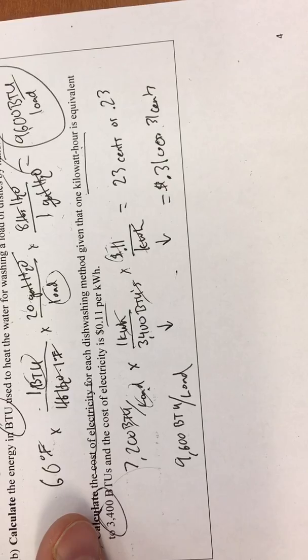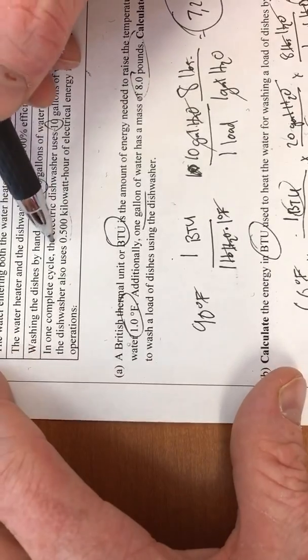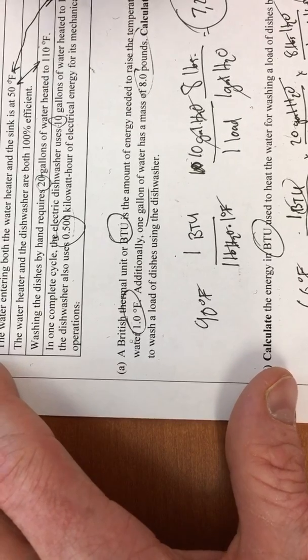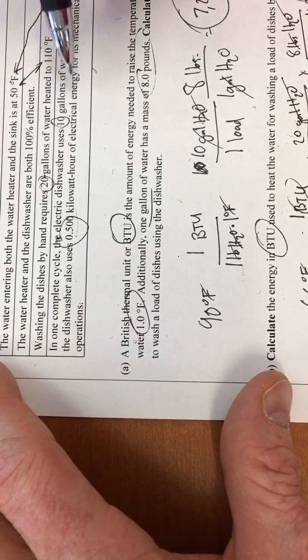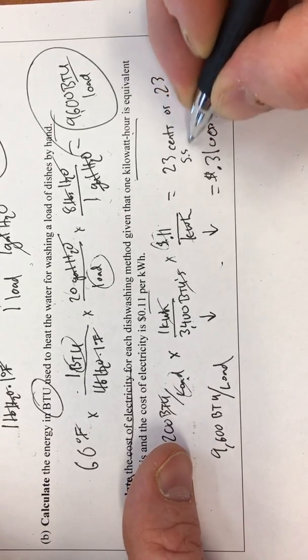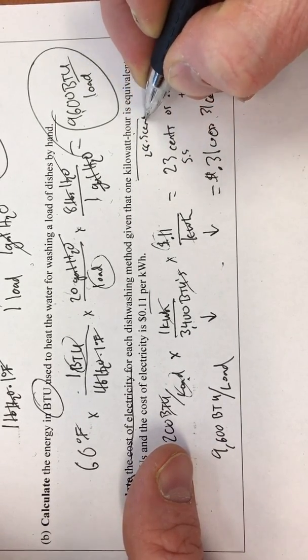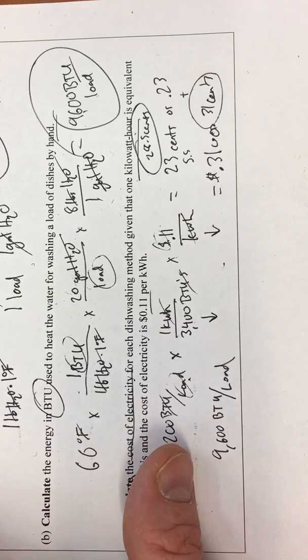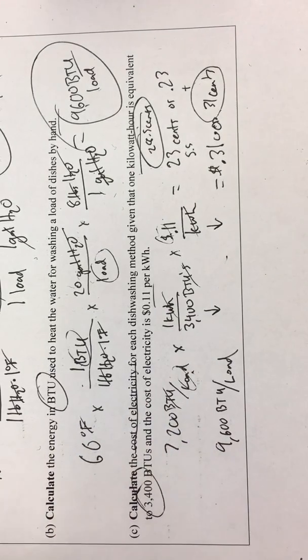Now, what we didn't account for down here was the actual cost of the electrical dishwasher at 0.5 kilowatt hours of energy. So we have to actually take half of 11 cents, which is 5.5, and add it to our 23 down here, plus 5.5 cents, and we're actually at 28.5 cents per load of dishes, or 31 cents per load of dishes by hand. So it is cheaper to use the dishwasher, not by much, but it does conserve water.